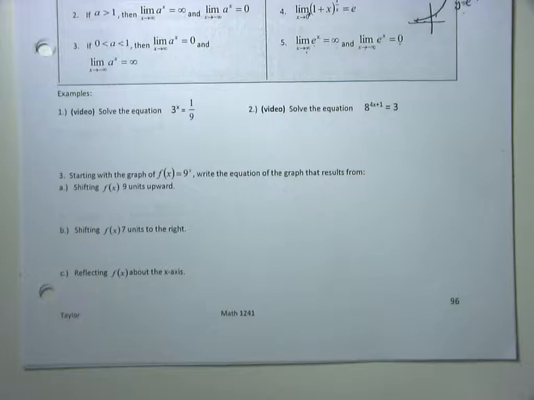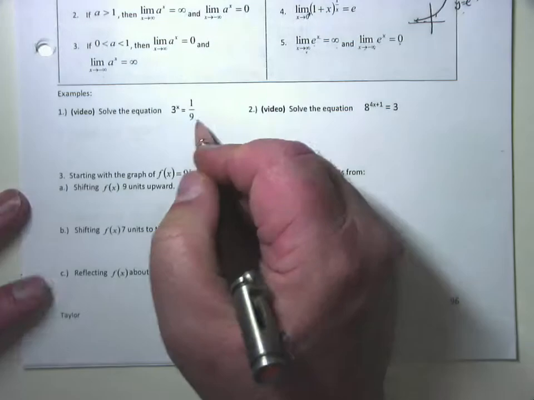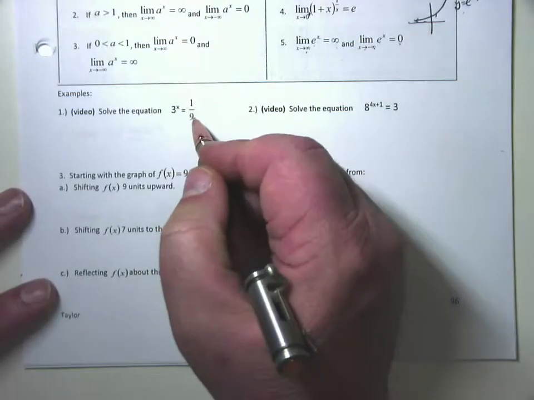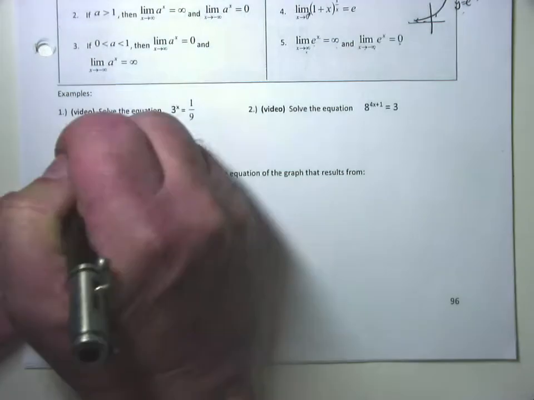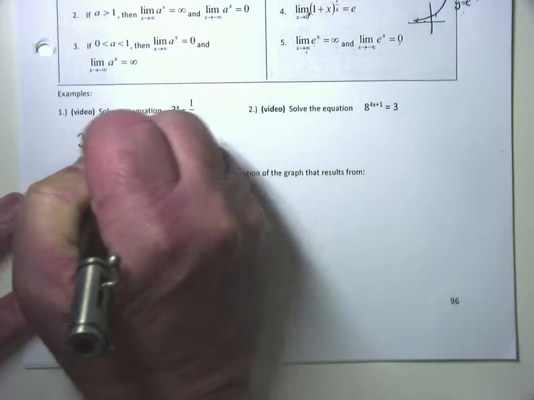So in this first problem, I've got 3 raised to the x is equal to 1/9. This one's special in that I don't actually have to go through logs to get this particular problem. I could if I wanted to, but I can clean this guy up. I can write it as the same base. What exactly is 9? Break down 9 for me, please. It's 3 squared. So this is 3 to the x is equal to 1 over 3 squared.